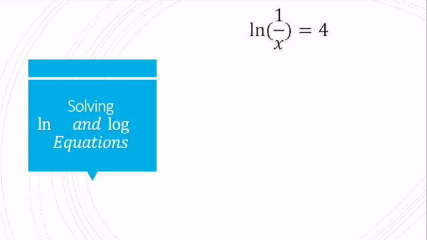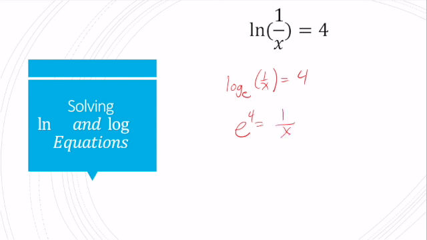Next, I have the natural log of 1 over x equals 4. I'm going to rewrite this. Let me look at my notes real quick. So I have that the log base e of 1 over x equals 4. So I can rewrite this as e to the 4th equals 1 over x.